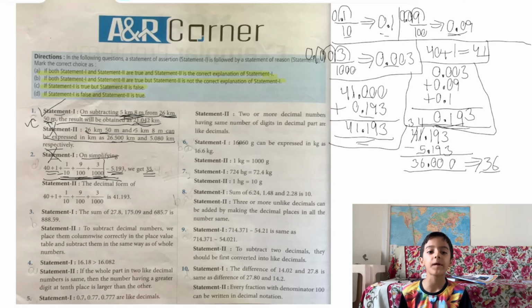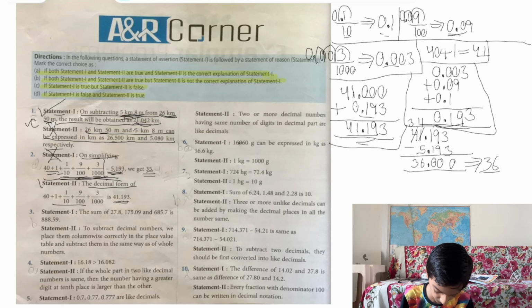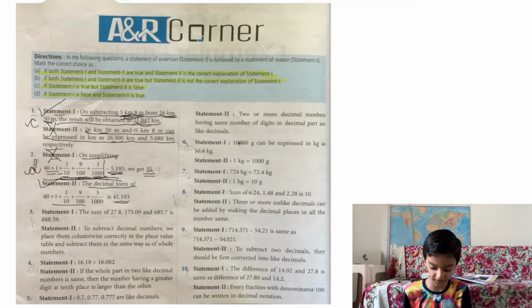Now let's see statement 2. Statement 2 is saying the decimal form of this expression is 41.193. First of all, before subtracting this 5.193 from this, we already calculated the decimal form. The decimal form was 41.193 and here the decimal form is also coming 41.193. So here statement 2 is correct. So the correct answer of question 2 is option D, which is if statement 1 is false but statement 2 is true. Statement 1 of question 3.